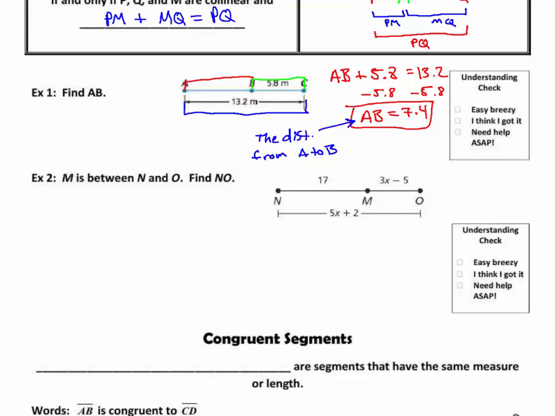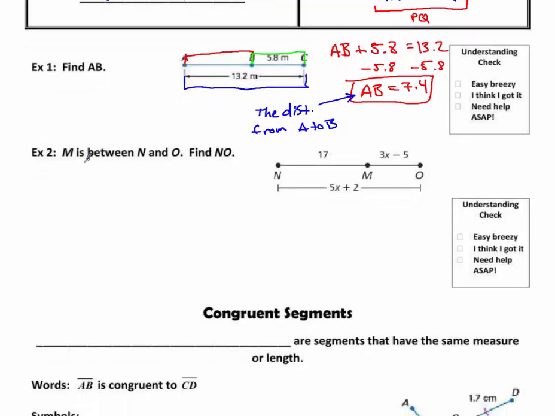All right, so move down, we'll try one that's a little more complicated. Our sentence here says M is between N and O. Find the distance from N to O. So they want to know, how long is this? Well, you see right here it says it's 5x plus 2, but I don't know any tape measures that'll tell you something's 5x plus 2. So we've got to figure out how to figure this distance out.